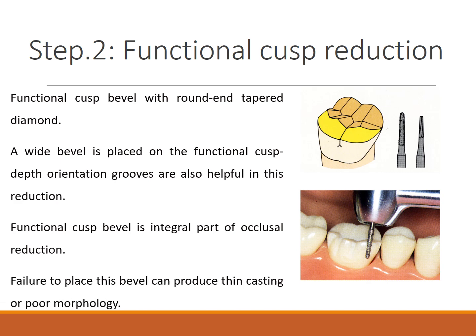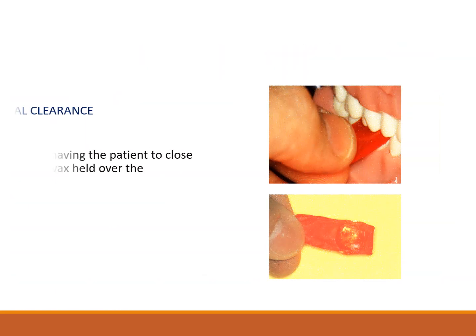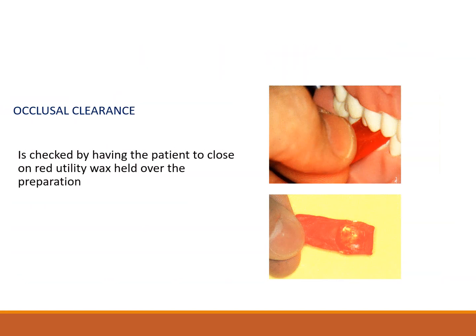Failure to place a bevel can produce thin casting or poor morphology, guys. So just for that reason, we do require it. Coming to the occlusal clearance, it can be checked by a wax sheet or wax block. You tell the patient to bite in between, and if it's not touching, that means there is clearance. If there's perforation or it is very close, it will be very thin. So it can be checked and utilized.